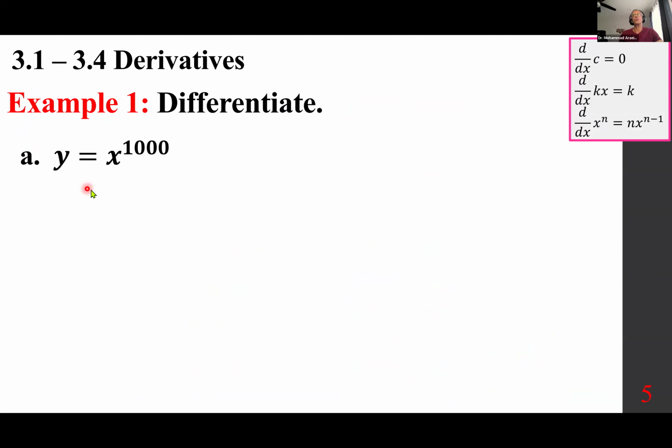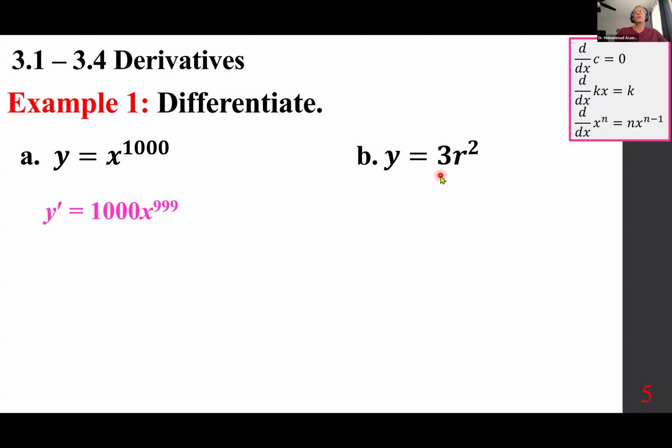First and foremost, we're going to start with the power rule, the derivative of x to the power of n is n x to the power of n minus 1. So if that is the case, 1000, which is the exponent, sits in front, and then x to the power of 1000 minus 1, which makes it 1000 x to the power of 999.